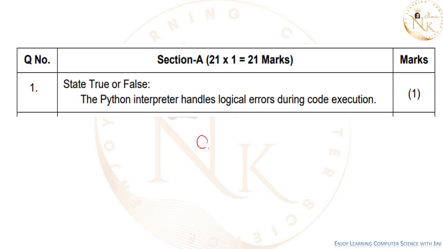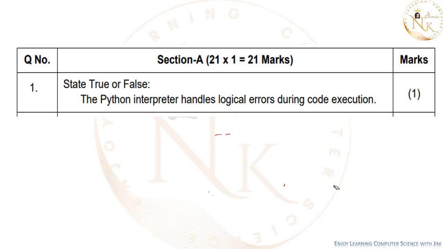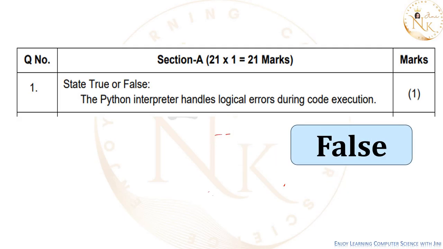Suppose for example, instead of giving A double asterisk 2, I am giving in the program A asterisk 2. Will Python raise an error? No, right? So this is a logical error. That means you will not get the expected output, right? So Python will not raise an error for this. So Python interpreter will not handle logical errors at all. So what is the answer for this question? It is false. Python interpreter will not handle logical errors during code execution.